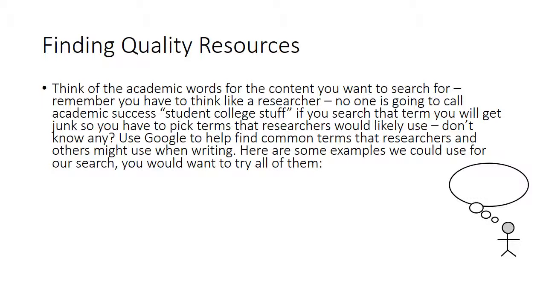Finding quality resources. We have our little guy on the right. He's like, how am I going to do this? Well, first thing we're going to do, we're going to think of academic words or smart words or words that other people may use for the content you want to search. Remember, you have to think like a researcher or whomever it is you're trying to find their information. No one's going to call academic success, if that's the topic we're researching, student college stuff. I don't think you're going to find that.